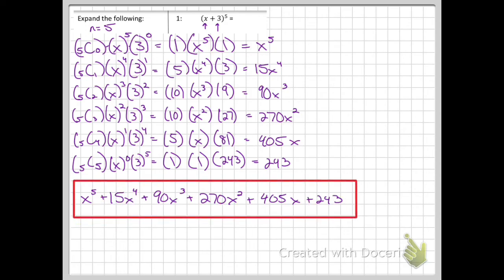Also, notice you don't see the triangle in your answer. The triangle showed up here, but because of the 3 in my problem, you don't actually see Pascal's triangle in the final answer. Okay, let's look at the next one.